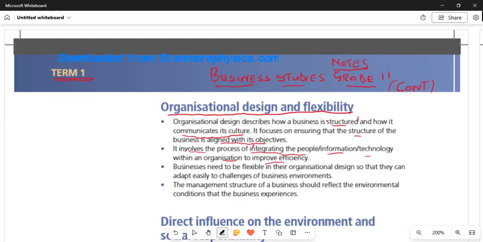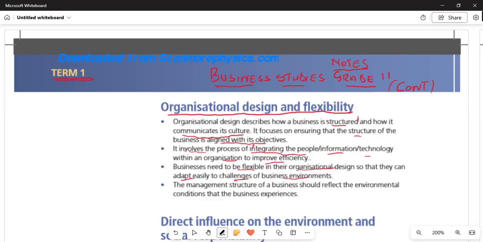Also, it further says business needs to be flexible in organizational design so that they can adapt themselves to challenges of the business environment. What we are talking about with flexibility is that a business must be able to adjust its structure quickly to respond to changes in the business environment. We know that there are market shifts, new technology, new regulations and so on.